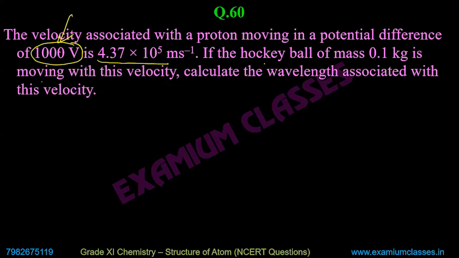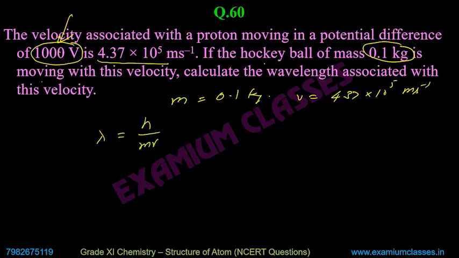No, sir. We'll simply put the formula for wavelength. Right. The question is, a hockey ball of mass m is moving with this velocity, meaning the same velocity is given, 4.37 into 10 to the power 5 meter per second. Calculate the wavelength, and you know the relationship, de Broglie's equation. So there is no use of the voltage given here. You just apply de Broglie's formula and get the answer.